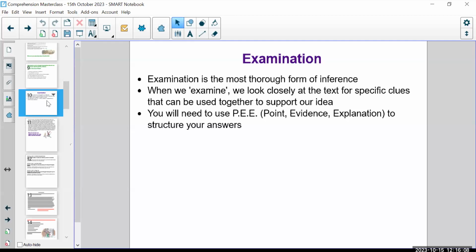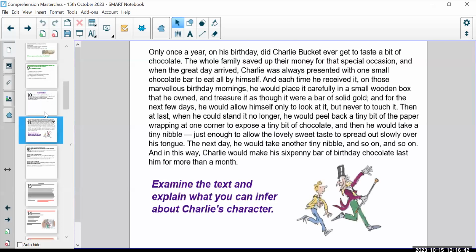So you'll need to use PEE to structure your answer when you're doing an inference question that requires you to explain in clear detail. I have got another passage from Charlie and the Chocolate Factory. Your task now is to answer the question in a PEE format. You're going to be choosing parts of the text, choose your quotations very carefully, and explain how that particular quotation allows you to infer something about Charlie. So let's see if we can practice this.